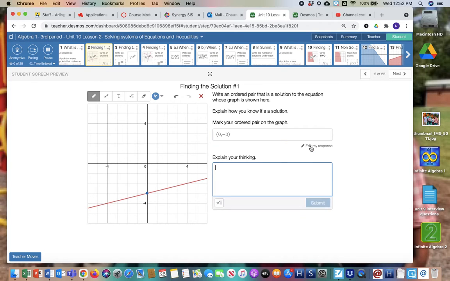Now, how am I going to submit? Well, I plotted the point and it was on the line. Do I have to use that one? No. Couldn't I have done right here at 4, -2, or over here at -4, -4? There's a whole bunch of points, technically an infinite number of points. And why are they solutions? Because they're on the line. The x and y value form a point that is on the line.